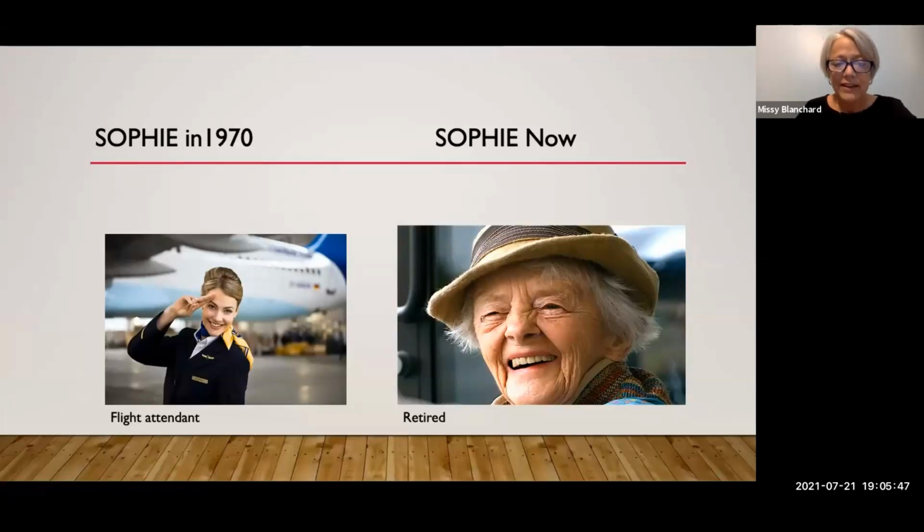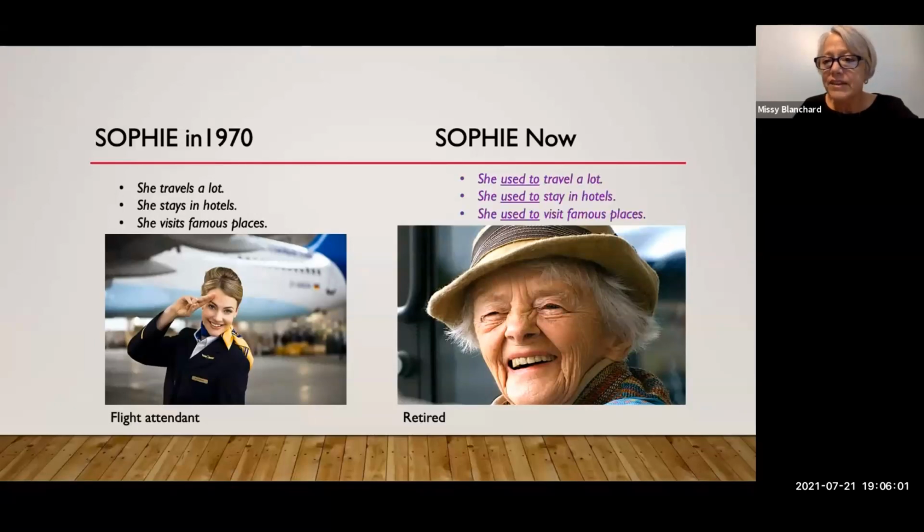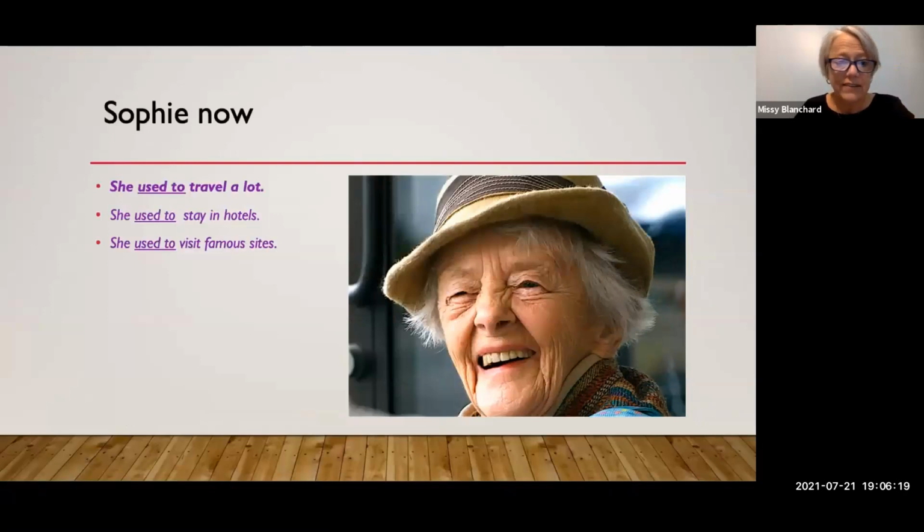So we have Sophie, and in 1970, Sophie is a flight attendant. And if we read about her life at that time, we learn that she travels a lot, she stays in hotels, and she visits famous places. But Sophie is now retired. So here we have three sentences about Sophie. She used to travel a lot, she used to stay in hotels, and she used to visit famous places. So now we have the language that we're teaching in three meaningful sentences from our context.